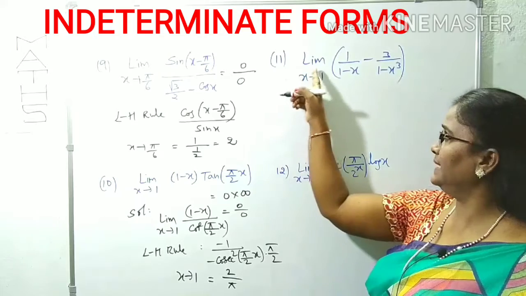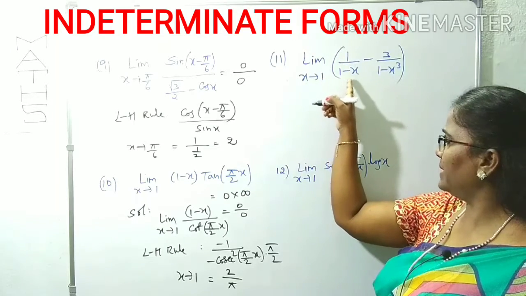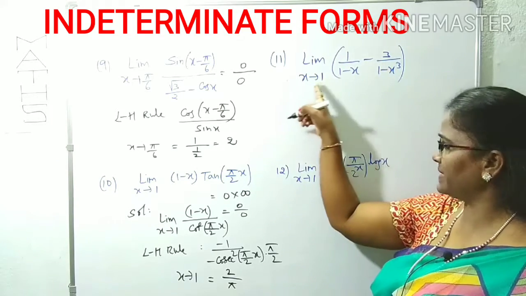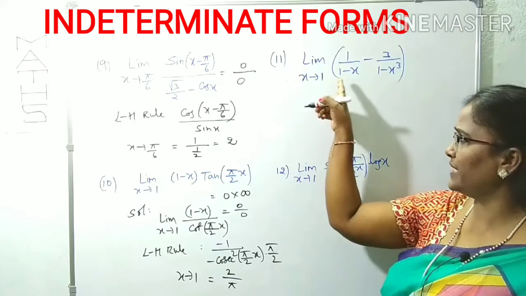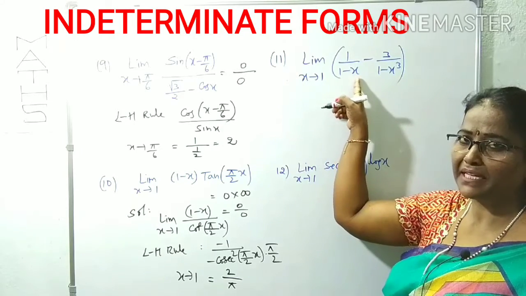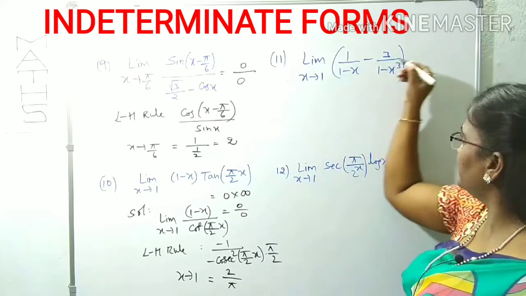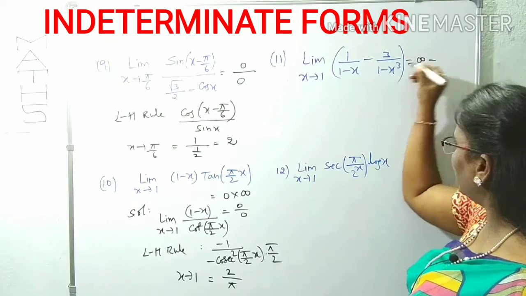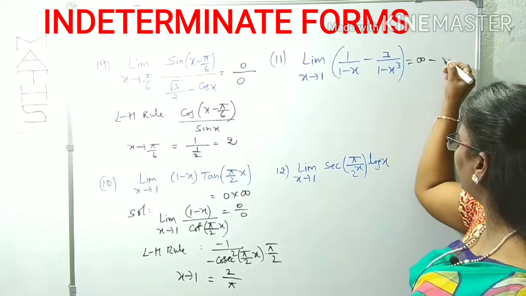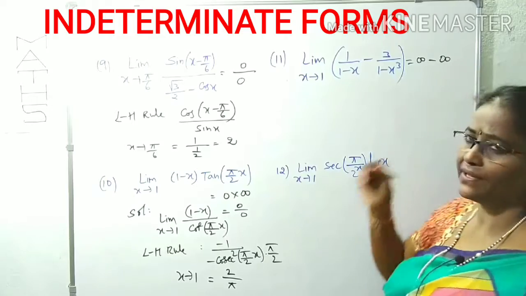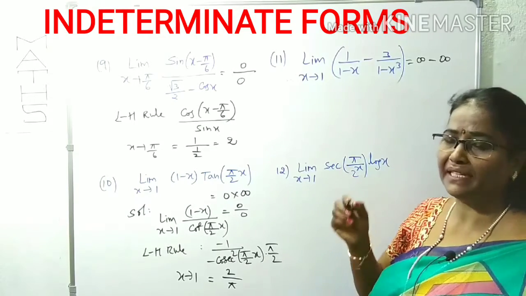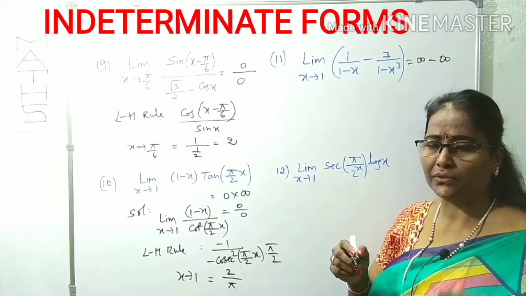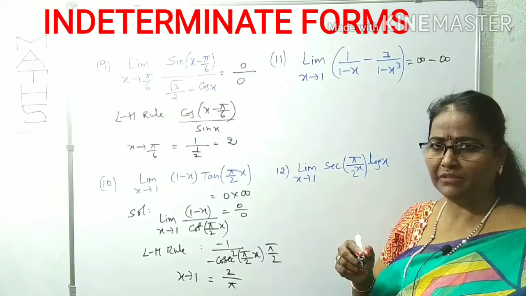Question number 11. Limit of 1 by 1 minus x minus 3 by 1 minus x cube, x tends to 1, is given. If you substitute x is equal to 1, what happens here? 1 minus 1 is 0. 1 by 0 means simply infinity. Minus, here also infinity, 3 by 0 is also infinity only. Infinity minus infinity we can also convert into 0 by 0 or infinity by infinity.